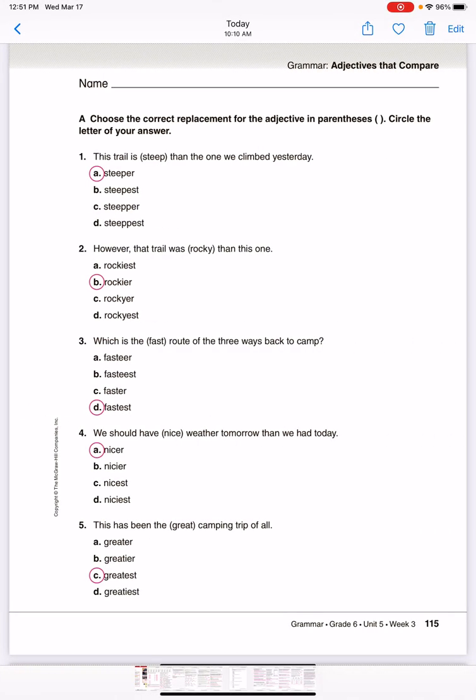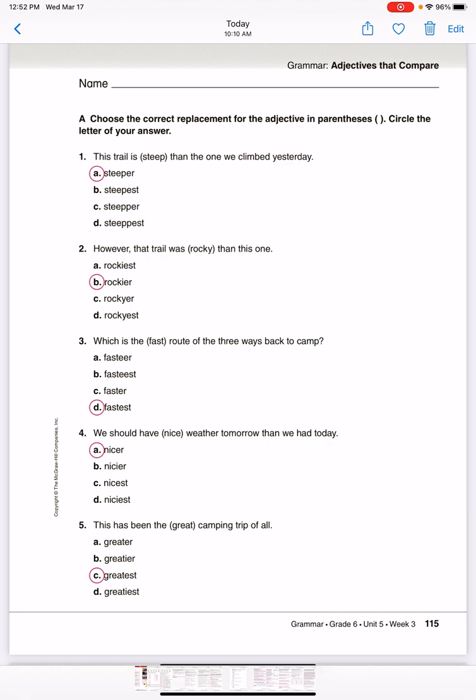All right, and then, well, the last page is kind of a letdown here. You just take the adjective in parentheses and circle the replacement. Okay. Steeper, ER, because it's two items. Rockier, IER. Why do an I? ER. Fastest, because it's more than two. Nicer, because you're only comparing tomorrow and today. And greatest, because, well, of all others.